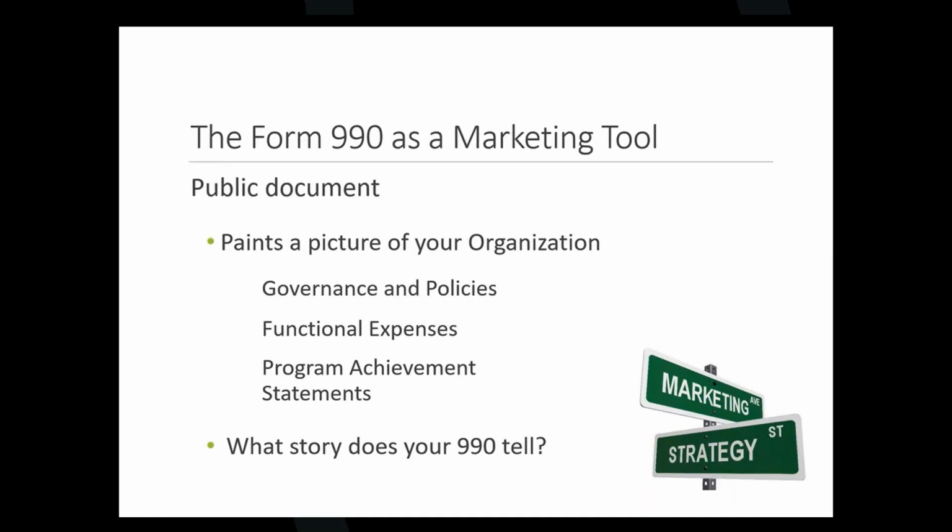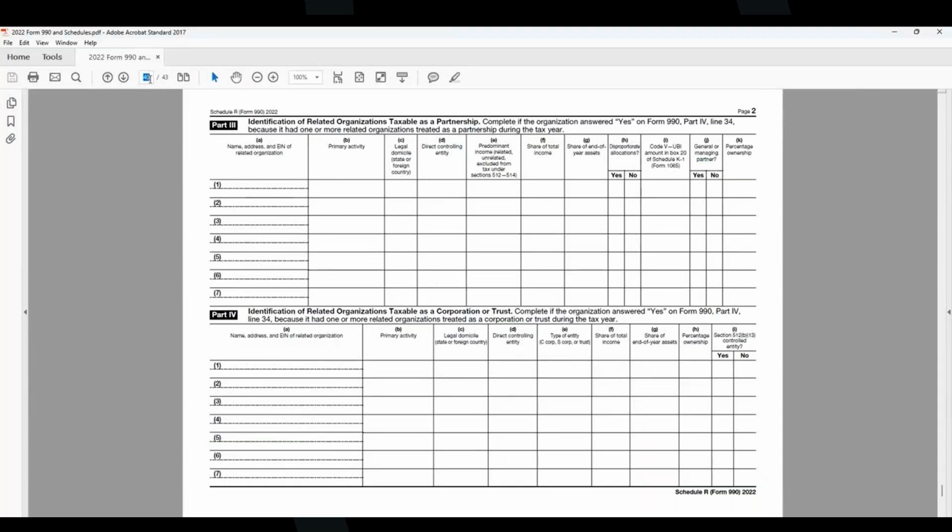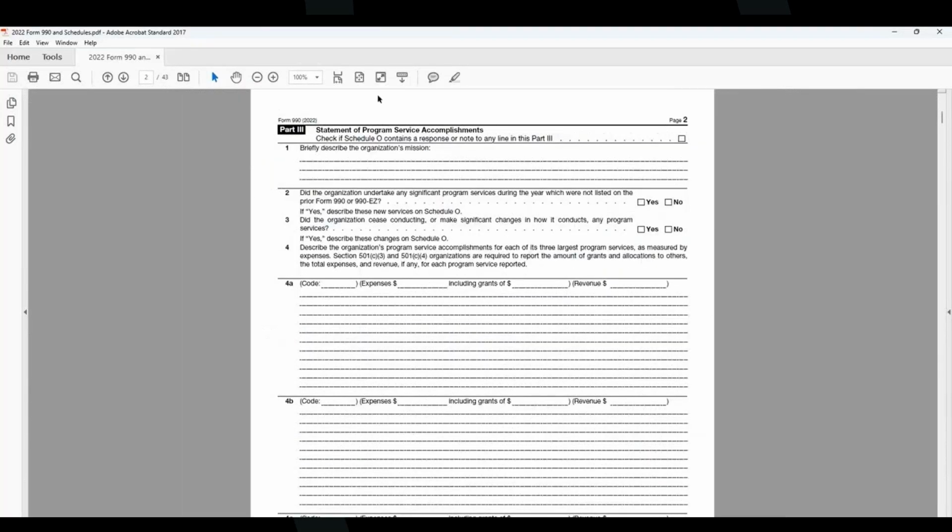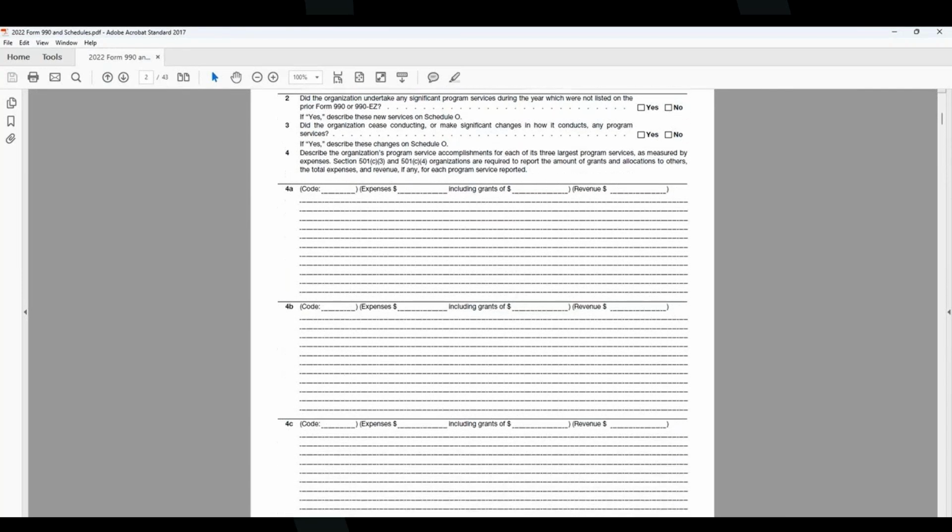For your program achievement statements, this is an opportunity to describe what your organization is doing and what they are contributing back to the community. So if we take a peek at the form, on the second page of the 990 is where you would describe your organization's mission, and then the top 3 program service accomplishments of your organization.